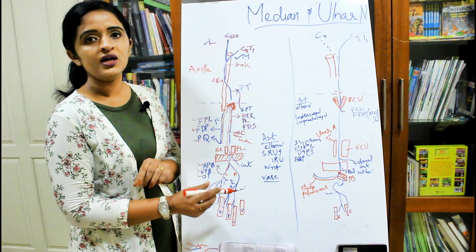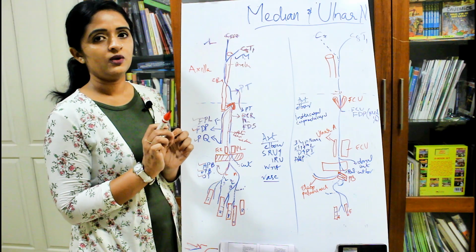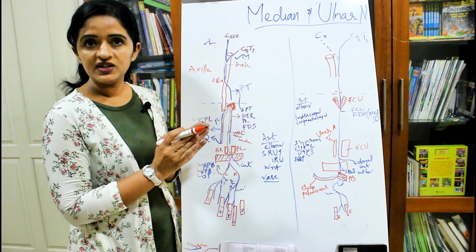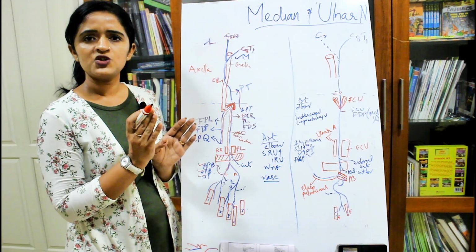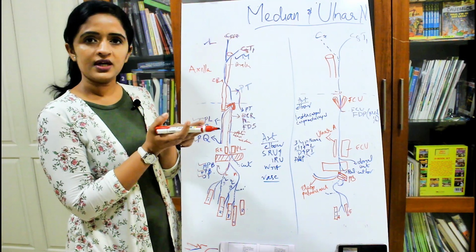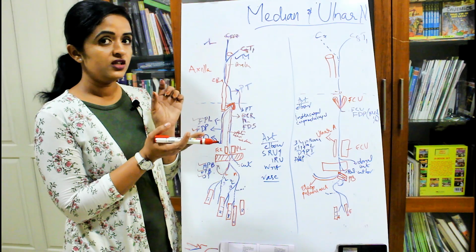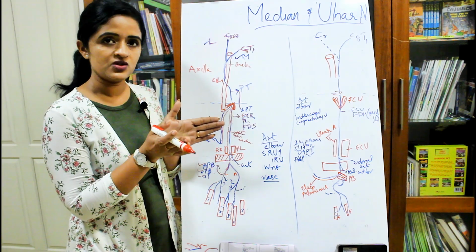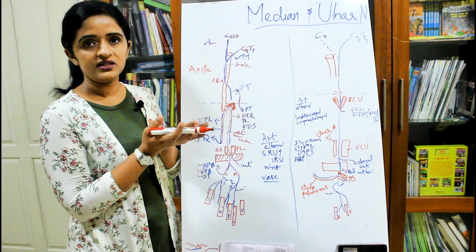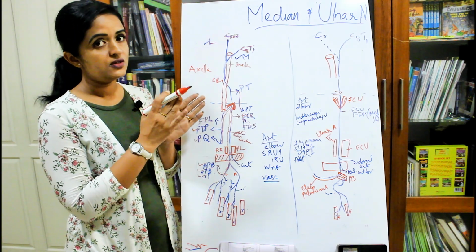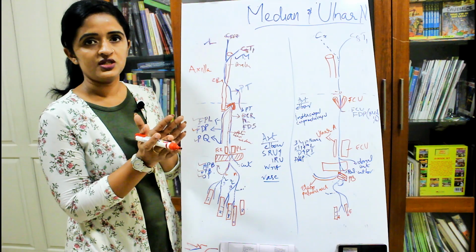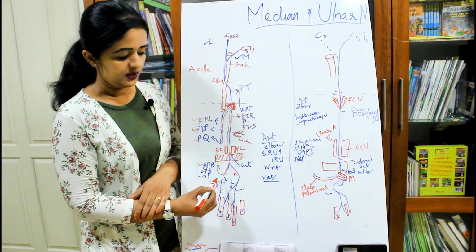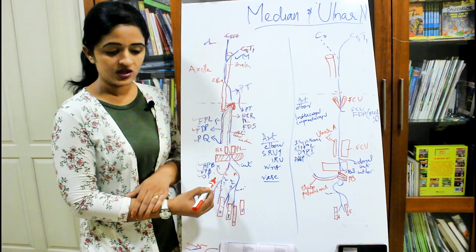At this juncture, I would like to add one more important point. When you hear proper digital branch and common digital branch: a proper digital branch is just supplying one side of the digit, whereas a common digital branch has to divide into two proper digital branches in order to supply the sides of the digit. So that's the difference between the common and proper digital branch.